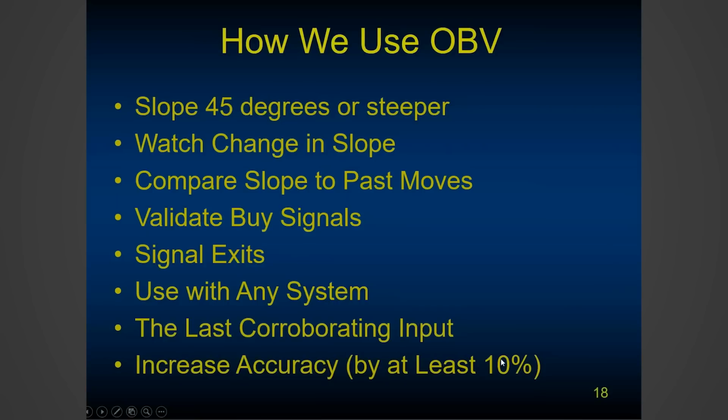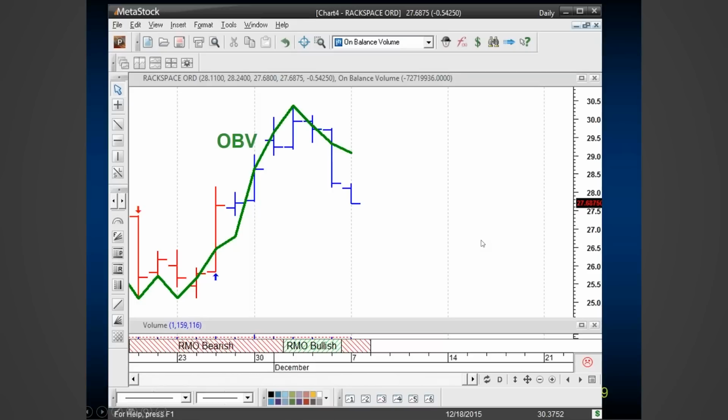We have found that using it increases our accuracy by at least 10%, and I encourage you to try it yourself, see what happens in your own trading. So here's another chart, another actual trade from one of the trades we've taken recently on Rackspace. You can see we got a buy signal. This happens to be an RMO buy signal out of MetaStock from the swing trade RMO expert advisor.